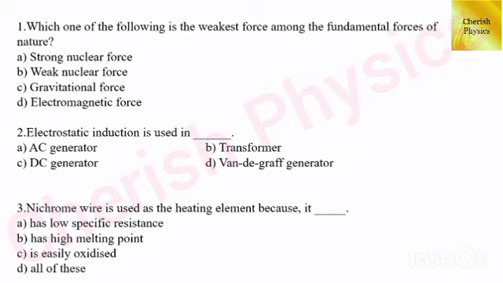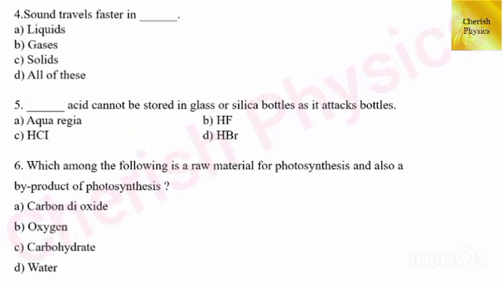Third question. Nichrome wire is used as the heating element because it has dash. The answer is high melting point. Fourth question. Sound travels faster in dash. The answer is solids. Fifth question. Dash acid cannot be stored in glass or silica bottles as it attacks the bottles. The answer is hydrogen fluoride, HF.